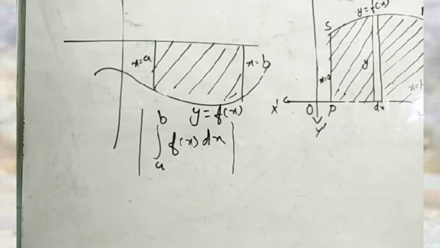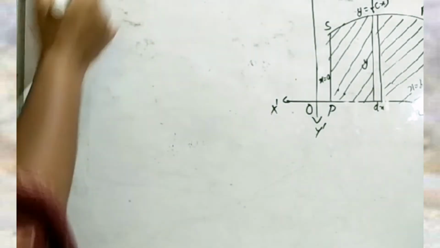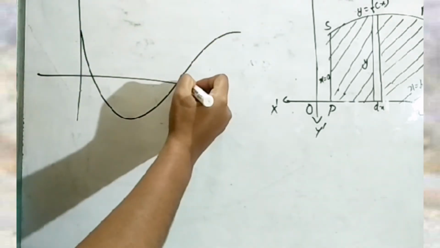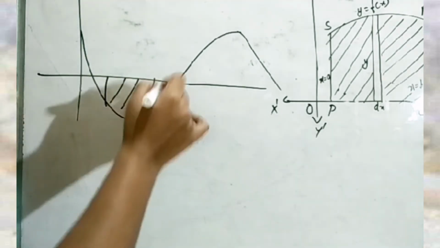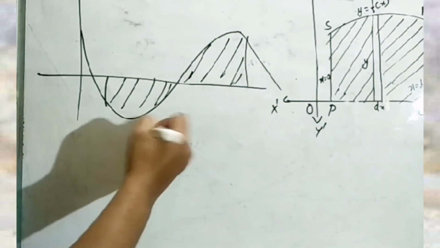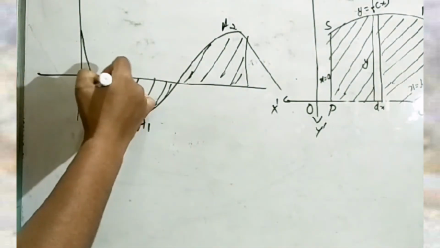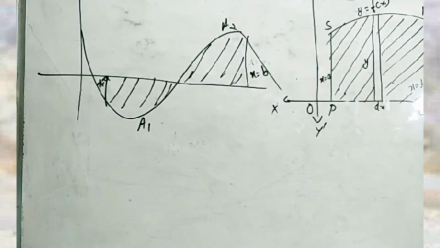Now, one more case. Suppose we have two portions. Okay. So this is our portion. Now just look at the shaded region. The first one, let it be A1, and the second one is A2. What is the speciality of this? A1 lies below the x-axis and A2 lies above the x-axis.